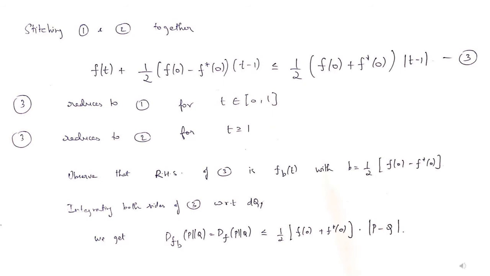Observe that the RHS of 3 is f_b of t with b equal to half f of 0 minus f star of 0. Integrating both sides of 3 with respect to dQ, we get D_f(P, Q) less than or equal to half of f of 0 plus f star of 0 into the total variation of P and Q.